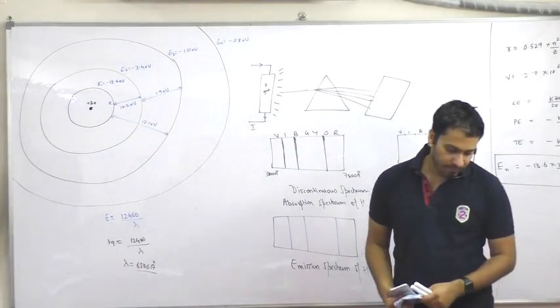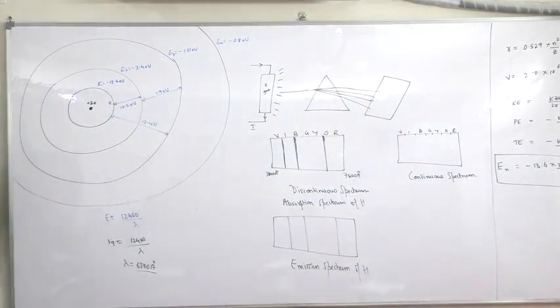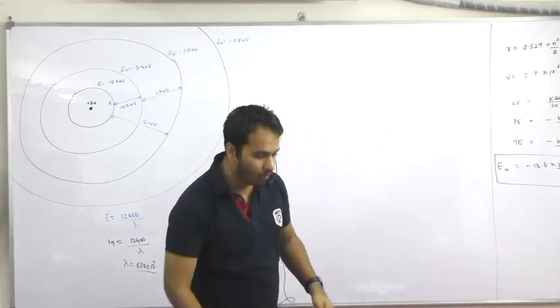Calculate the frequency of an electron in the third orbit of helium plus. Make a small correction. Question 3, it will be helium plus. Now, first of all, what is frequency?